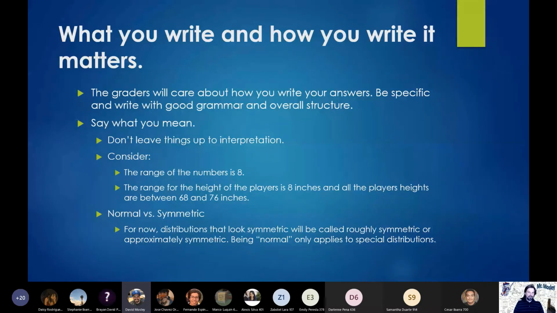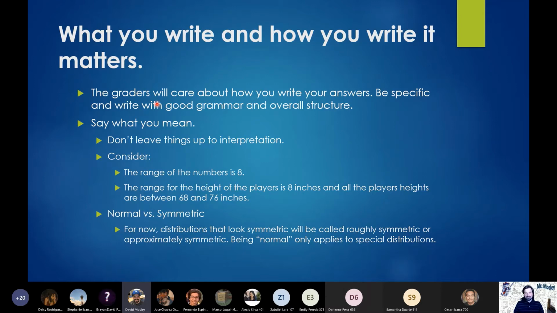Next thing that I want to make a comment on about what I've seen in your work is that what you write and how you write it matters. When you're writing your answers to responses, when you're describing things, I've been telling you that you need to write complete sentences. You got to use good writing skills, because the graders, the people who grade the AP exam, care about how you write your answers. You need to be specific and write with good grammar and overall structure.